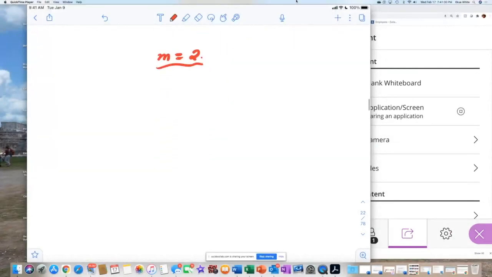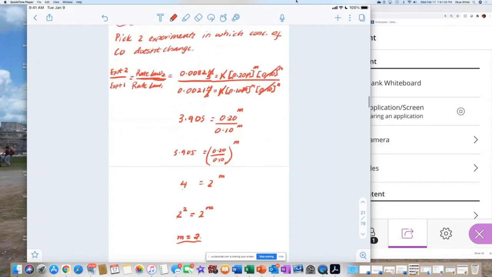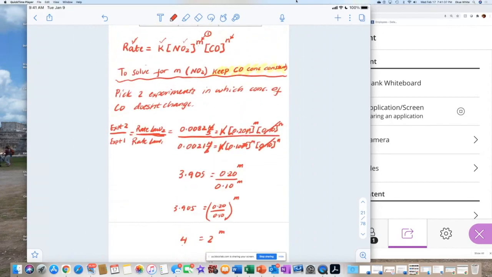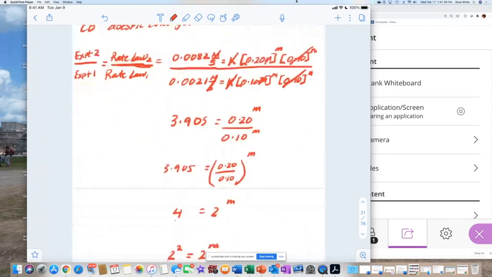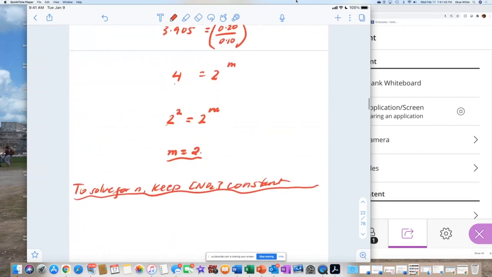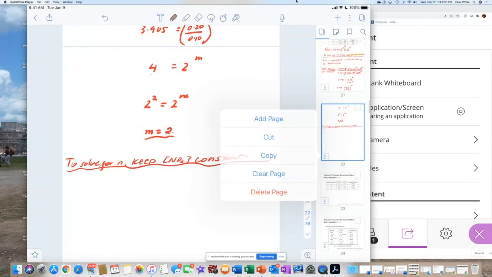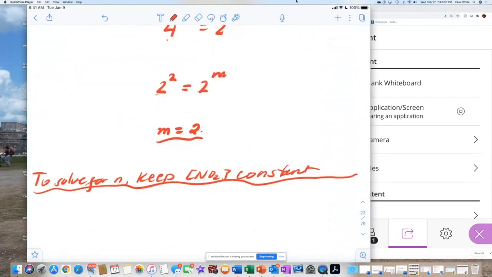Now that we have m, we can do the same math, but this time we're doing it to solve for n. To solve for n, we have to keep NO2 concentration constant. So our goal here in picking our experiments is with that in mind. You want to keep NO2 concentration constant. This is the logic behind it. If you're a logical thinker, you would appreciate the logic.